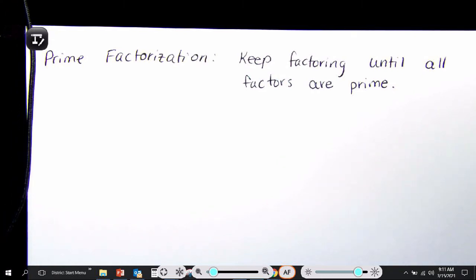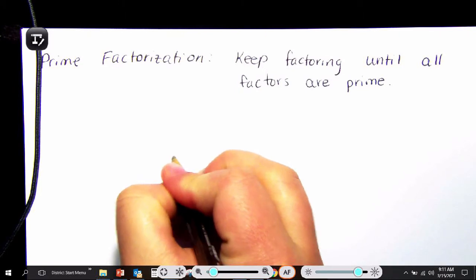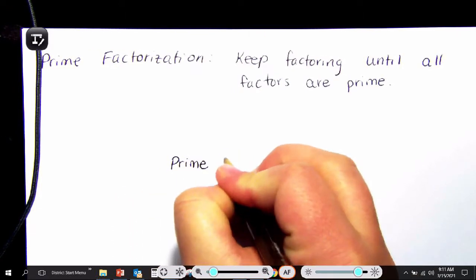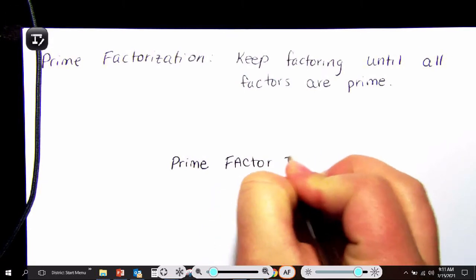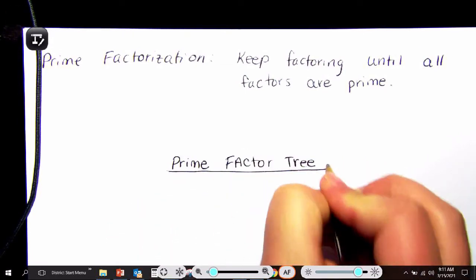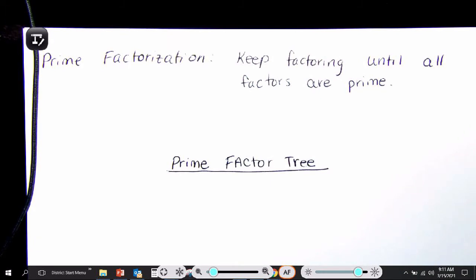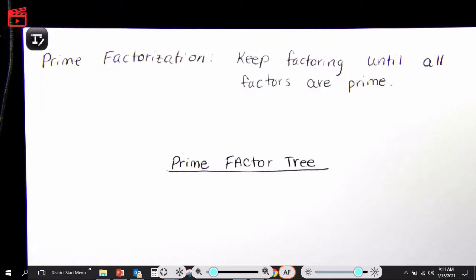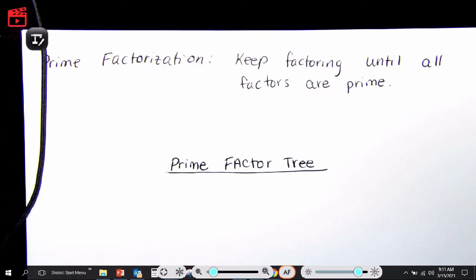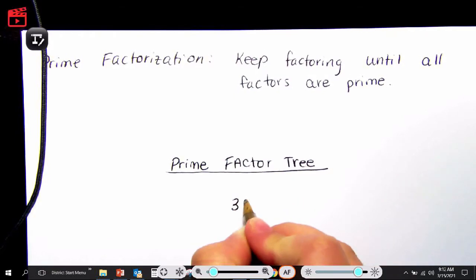Okay, so let's go ahead and do a prime factor tree. This is how we're going to be factoring. The reason we call it a tree is because it looks like an upside down tree. I'm trying to think of a smaller number to start us out with. I don't want to do anything too big. Well, let's do 36.